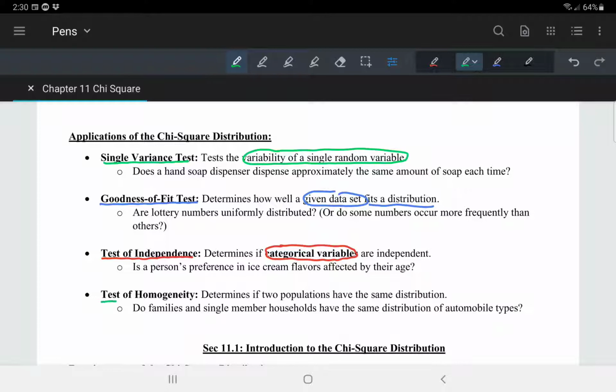Then lastly, there's the test of homogeneity. We'll look at 2 populations and ask, do these have the same distribution? So we could ask a question like, do families and single-member households have the same distribution of automobile types?